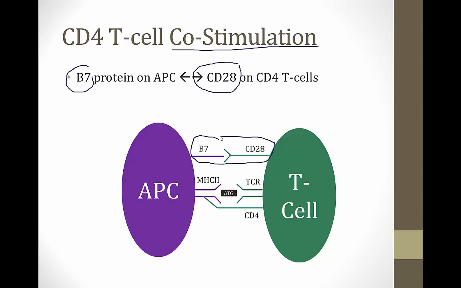B7 and CD28 must bind in addition to MHC class II and the T cell receptor binding, and then CD4 interacting with both the T cell receptor and MHC class II. Both of these interactions must occur in order for the T cell to become fully active. And you will see this principle of co-stimulation commonly in immunology. This likely evolved in order to prevent T cells from overreacting and leading to autoimmune diseases.